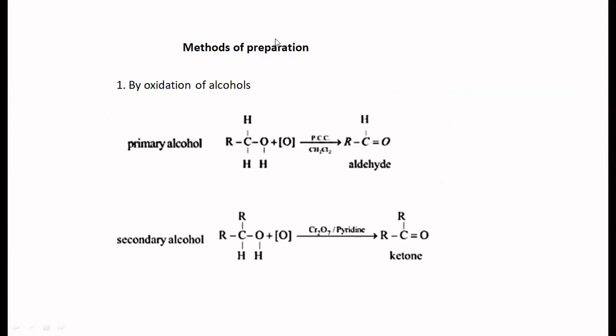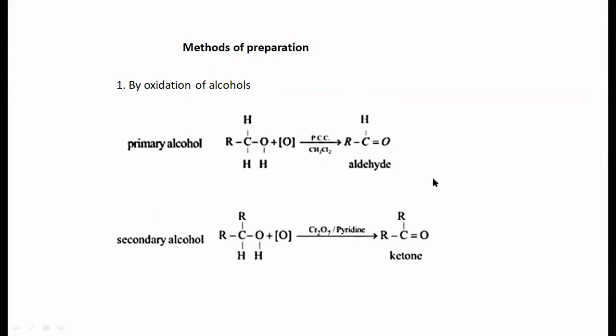Then coming to the methods of preparation, some of the methods we have already done in alcohols. Oxidation of primary alcohols: you can use a simple pyridinium chlorochromate in CH2Cl2, because a primary alcohol can easily be oxidized using a mild oxidizing agent also. So this is an aldehyde. If you want to oxidize a secondary alcohol, you need a little stronger oxidizing agent, so you can use pyridinium dichromate. You will get a ketone here. Secondary alcohols are oxidized to ketones. Tertiary alcohols are not very easy to oxidize.